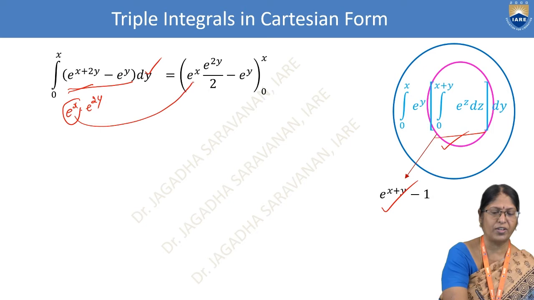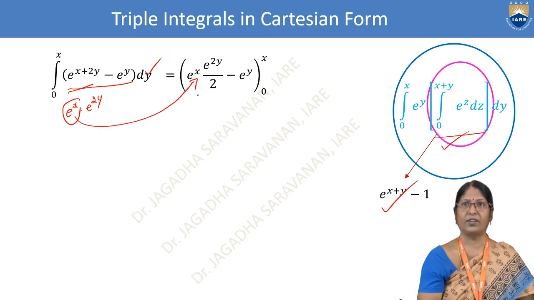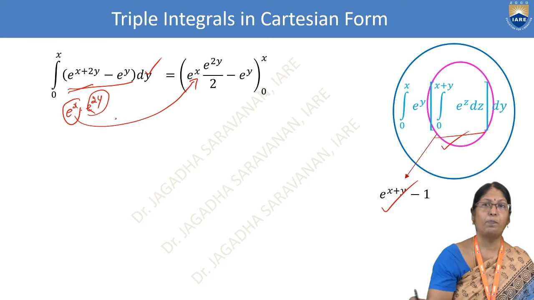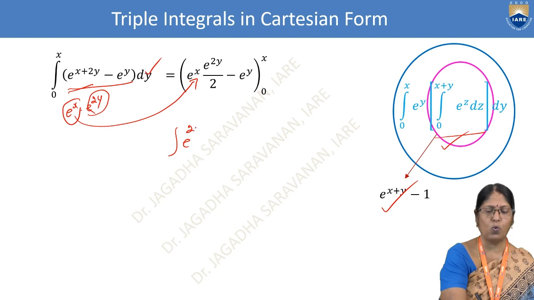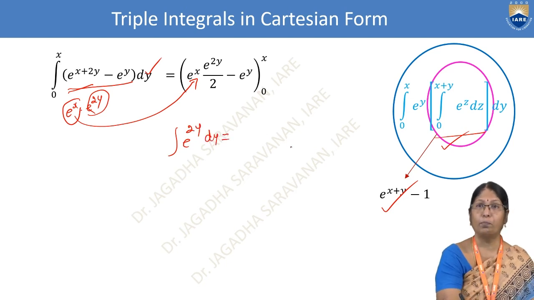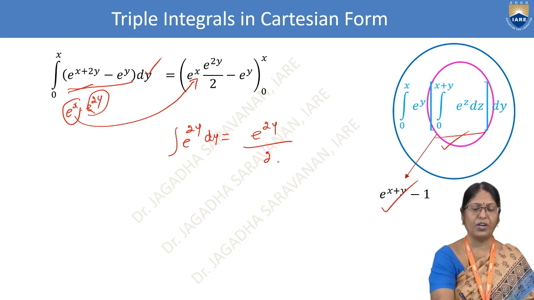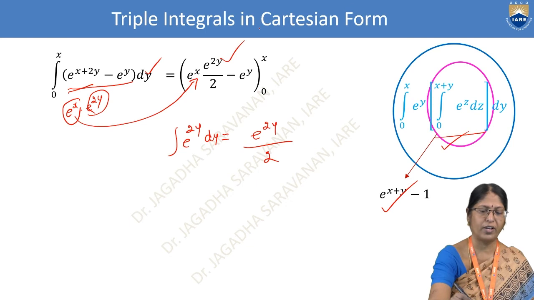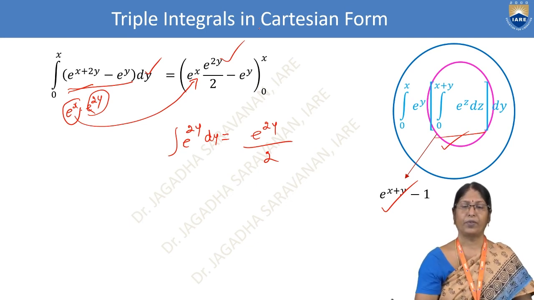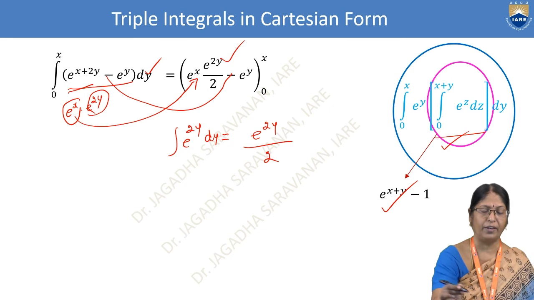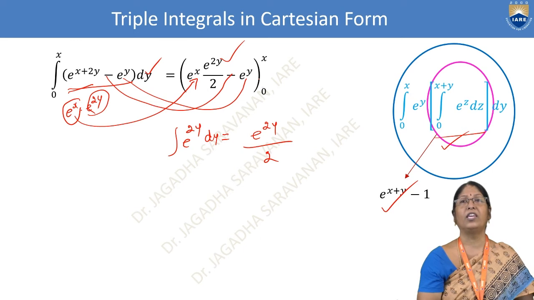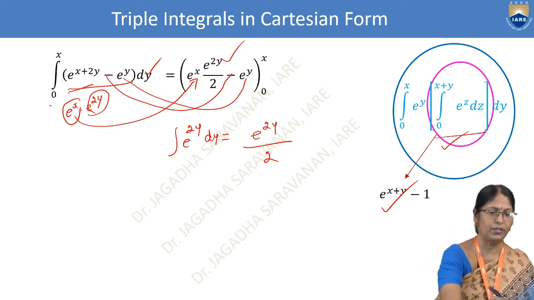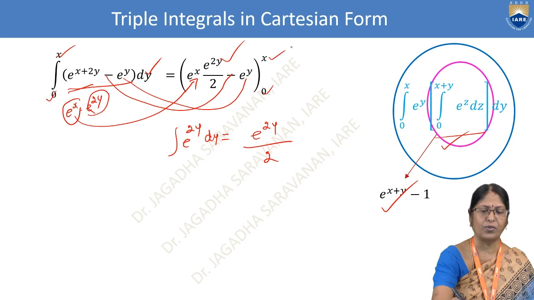e^x is treated as constant. It is written as it is. Only e^(2y) we integrated. That is the integral of e^(2y) dy. It's nothing but e^(2y) divided by the coefficient of y, which is 2. So the integrated one is written here. This problem sign we copied as it is. For e^y, the integration is e^y. The limits from 0 to x are written here.